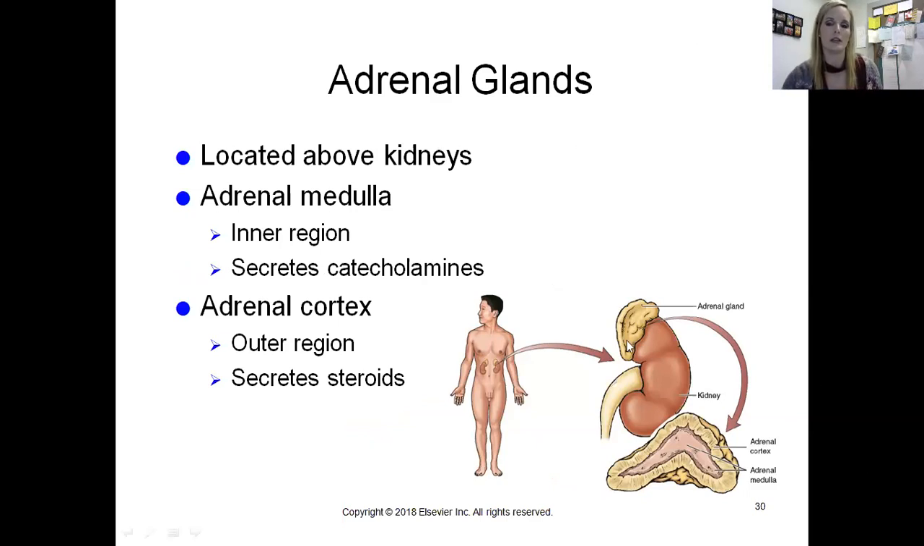If you were to cut open the adrenal gland and look at it on the inside, you would see that there's an outside part and an inside part. And we're going to see different hormones that come from each part. So I want you guys to be familiar with the separation of the two as well.